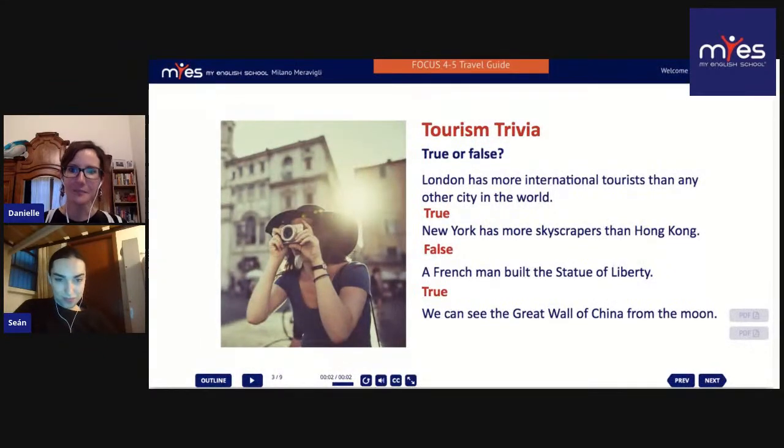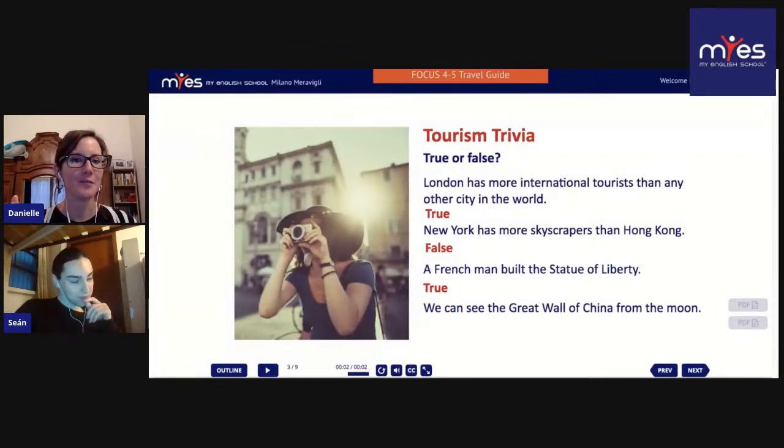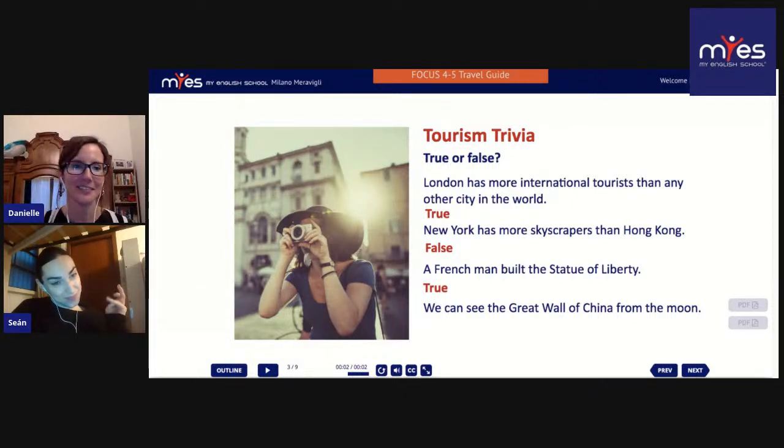And the last one: we can see the Great Wall of China from the moon. I'm not sure about this one. I know you can see it from space. Apparently from space you can see it, but I don't know about from the moon. That's a bit of a hard one. Maybe it is too far away from the moon, but it is very big, I believe, the Great Wall. Maybe with a telescope you can see it. I don't know. Yeah, you can sort of make out.